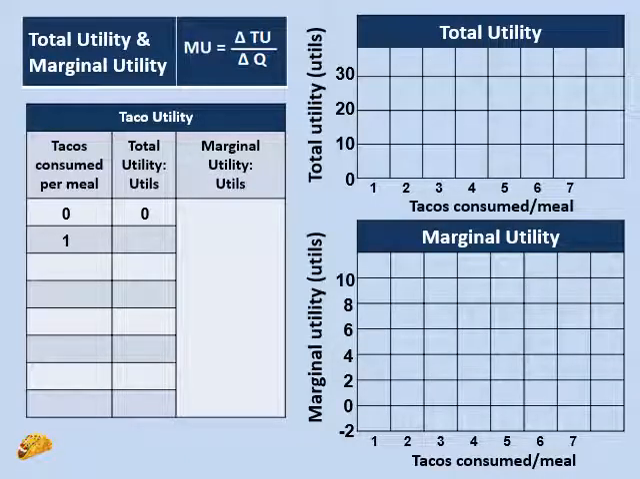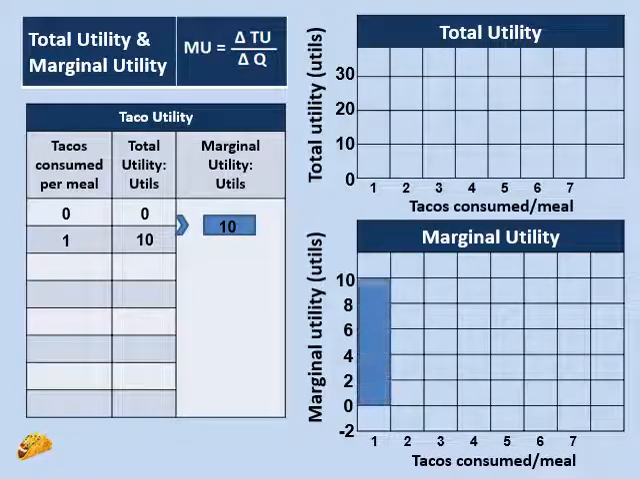Now let's say we eat 1 taco. Well, we were pretty hungry. So let's assume that gives us a utility of 10 utils. Well, our marginal utility is also 10. We originally had 0 utils from consuming tacos. We said the first one was worth 10, so the marginal utility was 10, and the total utility was 10. So let's graph the marginal utility at 10, and we're also going to graph our total utility of 10.